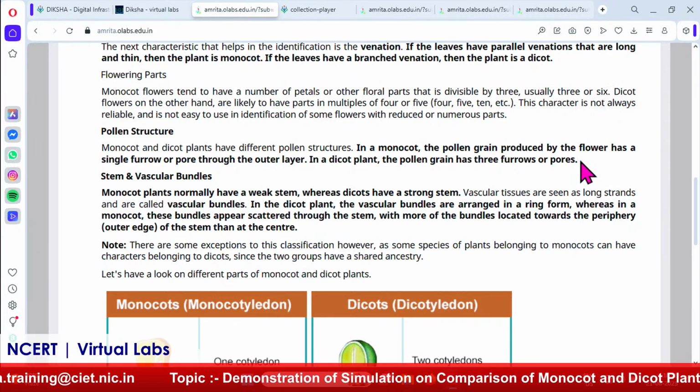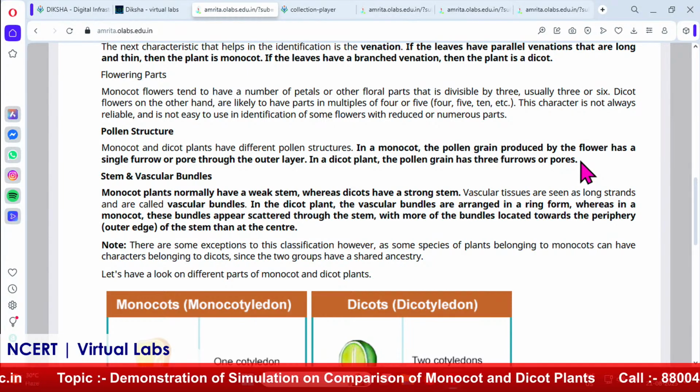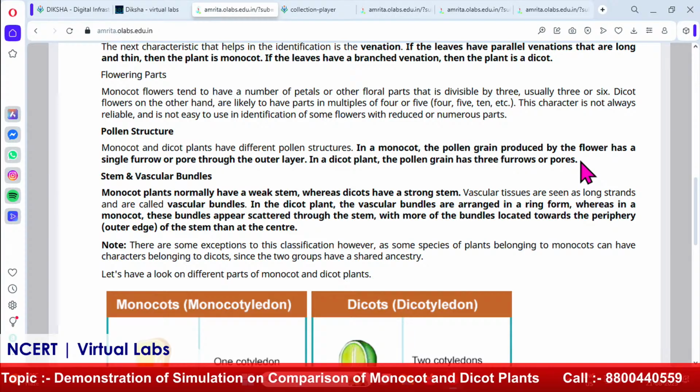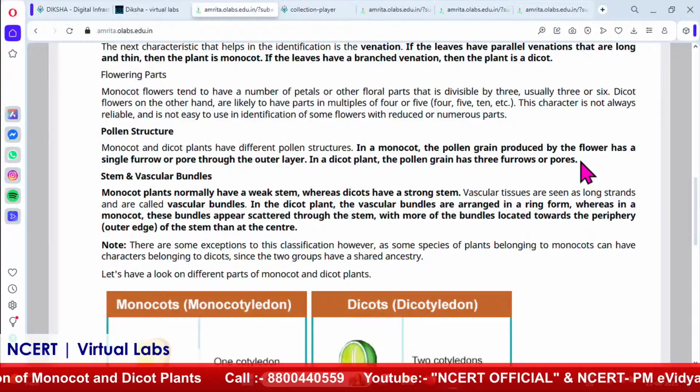So here, if you have noticed, we have talked about 5 to 6 differences between monocots and dicots, and most of them you can observe just by looking at them without even disturbing them, and you do not even require a microscope to observe most of these characters. So let's move forward to the procedure.